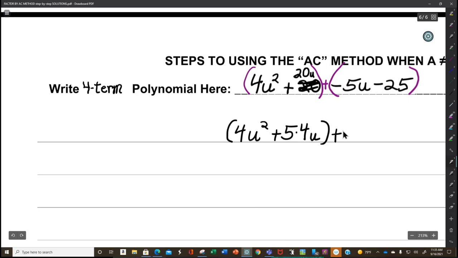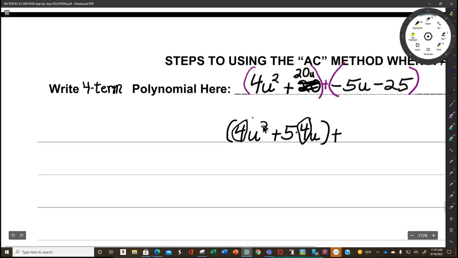Plus. Here's the hard one, so I'm going to wait. All right, 4. Those stinkers must still be updating. Okay. Each term contains a 4 and each term contains a u. This is, now may I please have an eraser? Please, thank you, thank you.